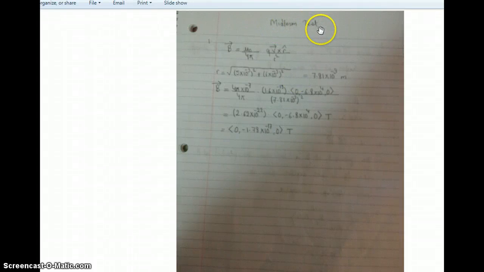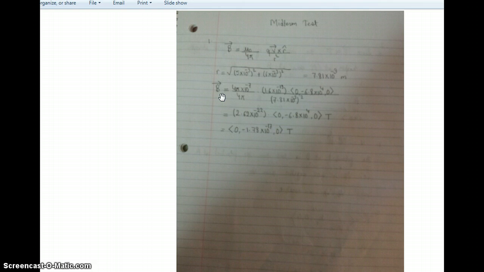Redo of midterm test. Question number 1. Using the Biot-Savart rule, the magnetic field vector equals mu naught over 4 pi times charge times the cross product of velocity and the unit radius vector, divided by the square of the radius. Using the Pythagorean theorem, from the given diagram, the radius equals 7.81 times 10 to the power negative 3 meter.